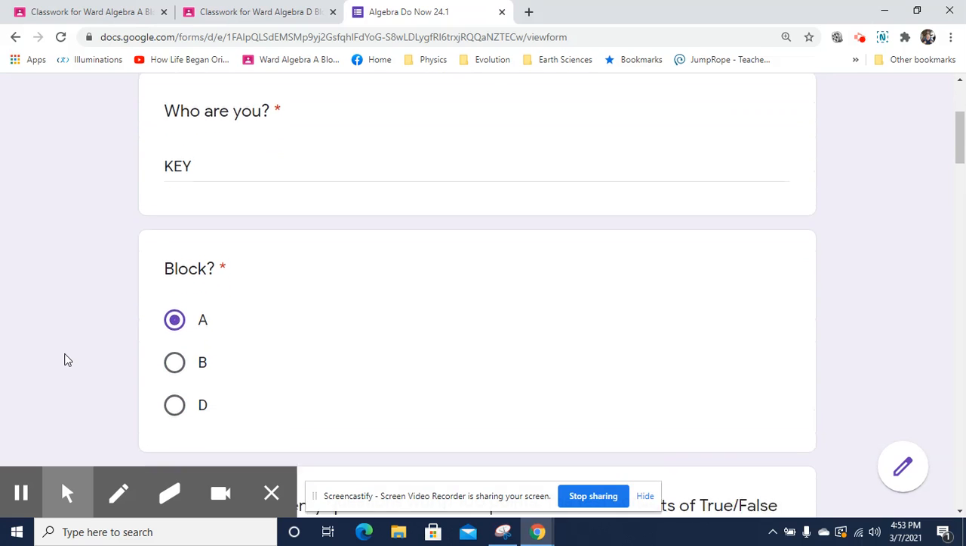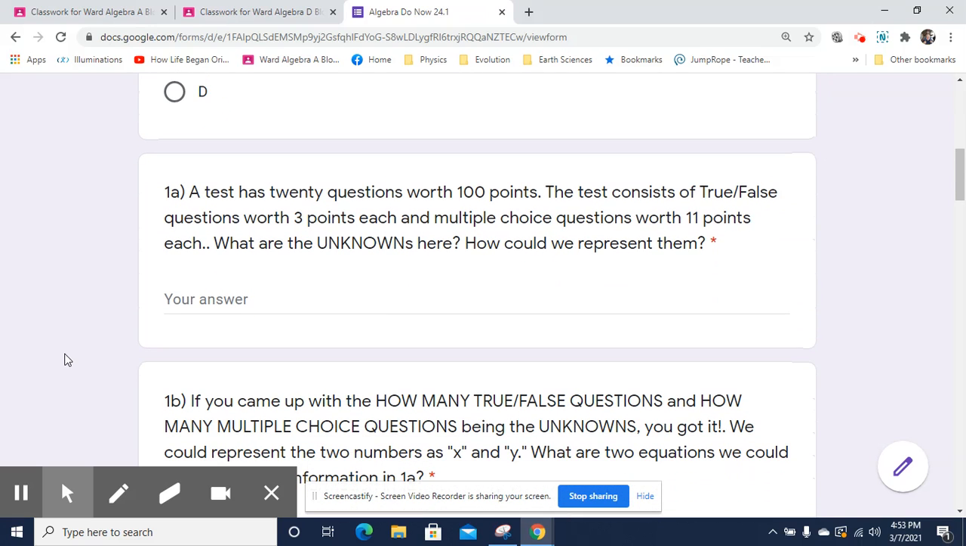So here we go. You've got a test that has 20 questions, and they are worth 100 points total. The test consists of true-false questions worth 3 points each, and multiple-choice questions worth 11 points each. What are the unknowns here? And how could we represent them?